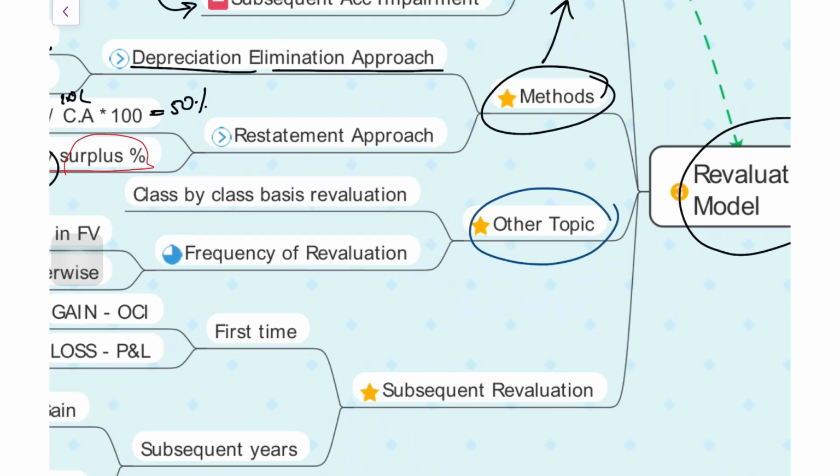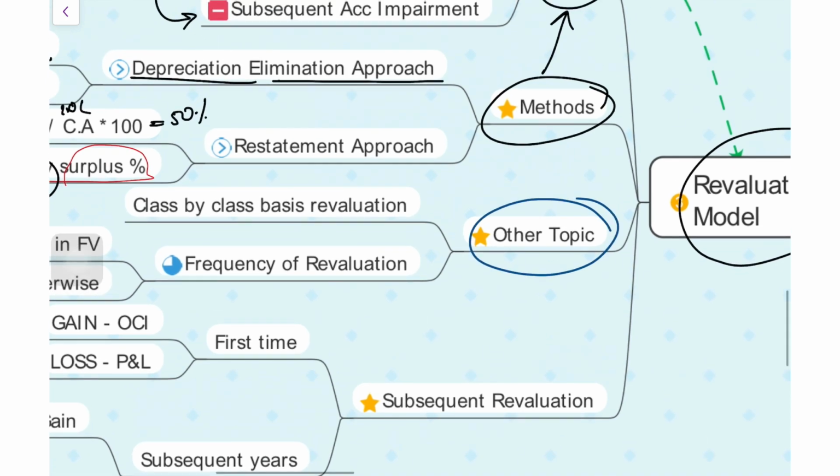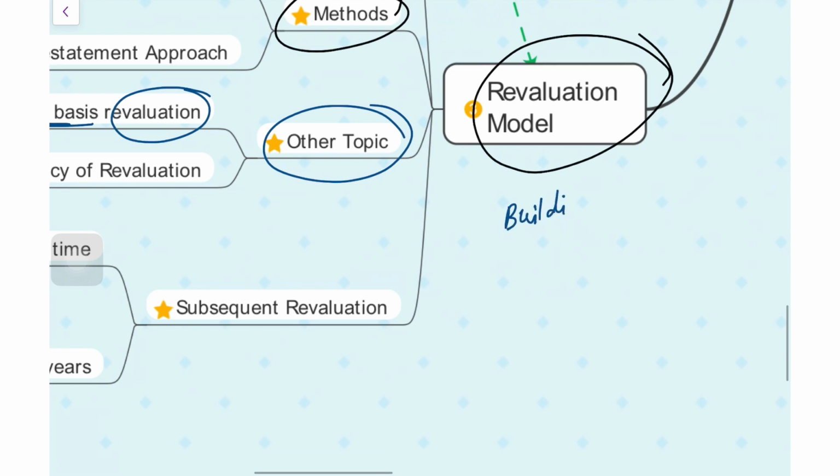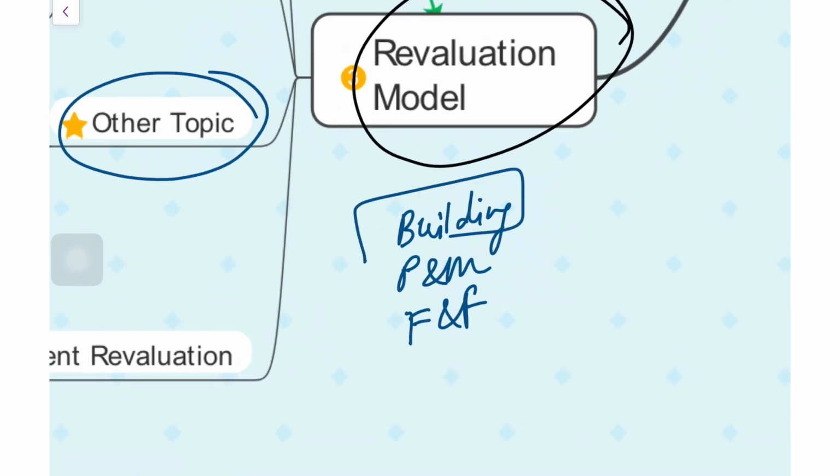So now let's move on to the next topic, which is related to the revaluation model. What you have to remember is that revaluation should be done on a class by class basis. That means in your books you have buildings, plant and machinery, and some furniture and fixtures. All these are PPEs only, different types of PPE that you have in your books. So when you are applying the revaluation model, you have to apply it on a class basis, not on an asset by asset basis.